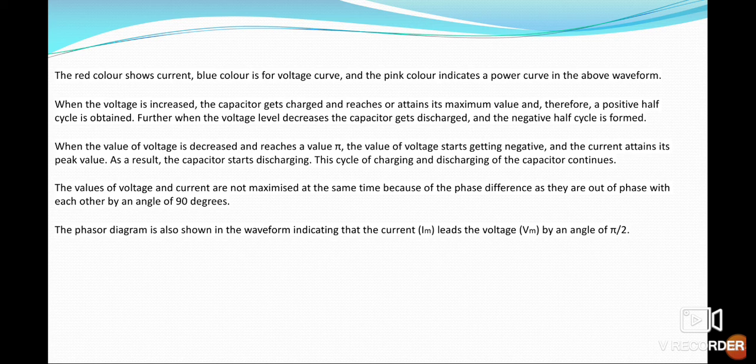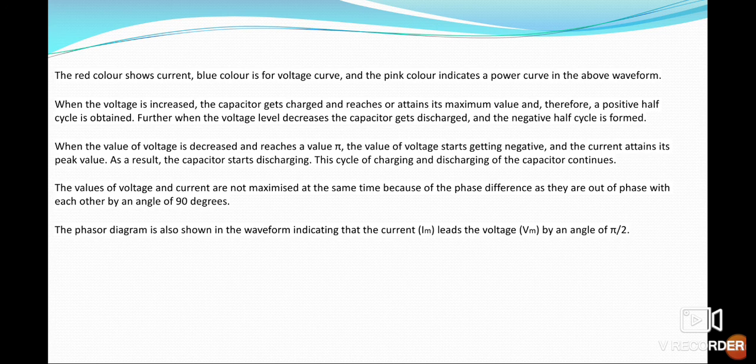So the values of voltage and current are not maximized at the same time because of the phase difference, as they are out of phase with each other by an angle of 90 degrees. The phasor diagram is also shown in the waveform, indicating that the current Im leads the voltage by an angle of pi by 2.